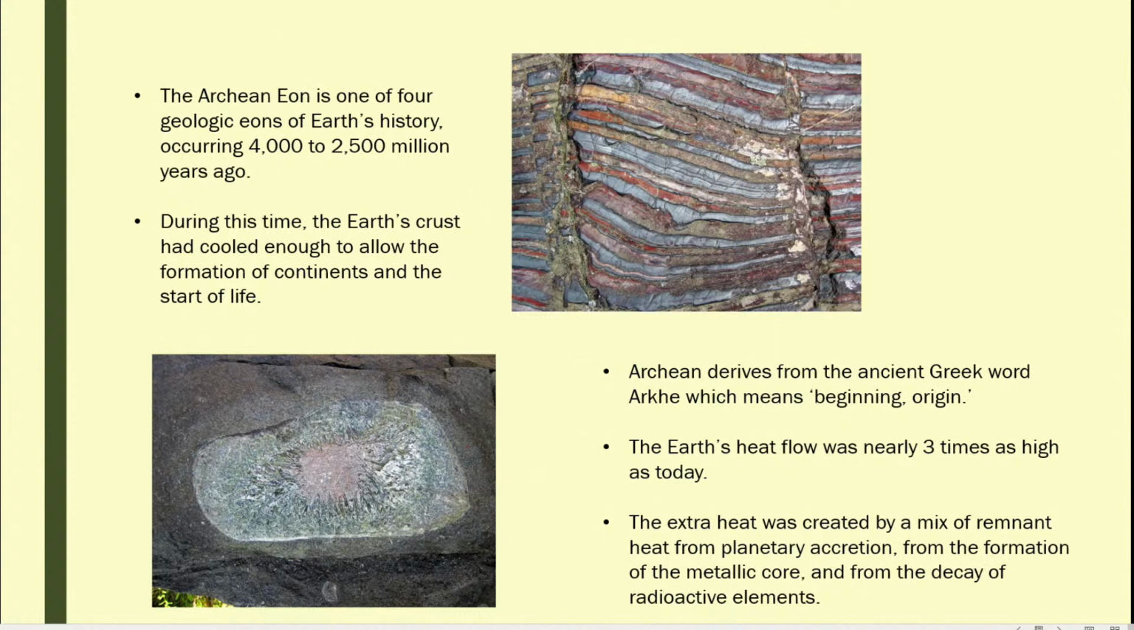The Earth's heat flow was nearly 3 times as hot as today. The extra heat was created by a mix of remnant heat from planetary accretion, from the formation of the metallic ore and core, and from the decay of radioactive elements.